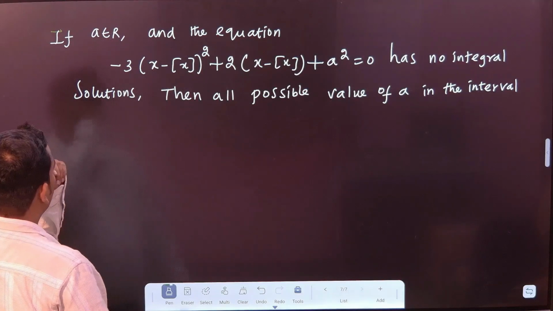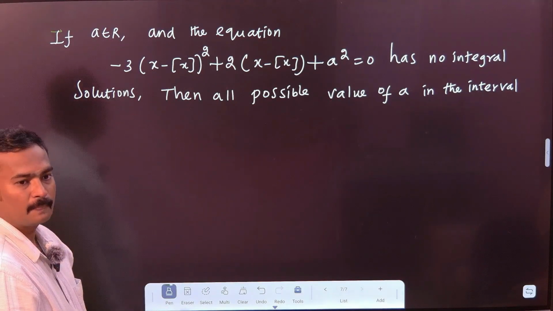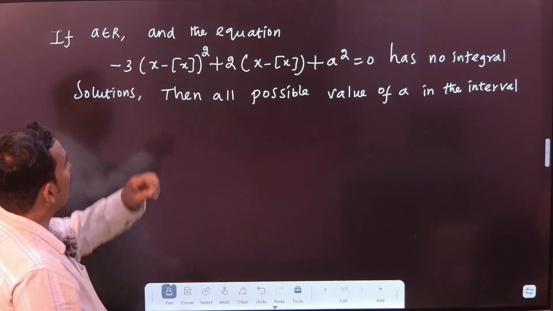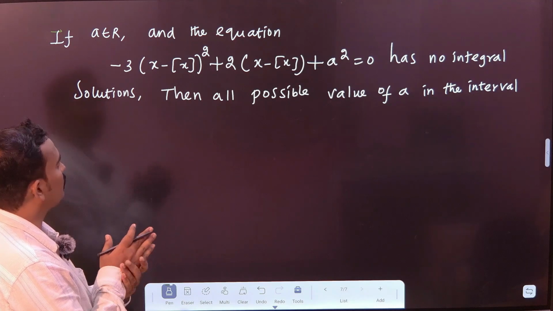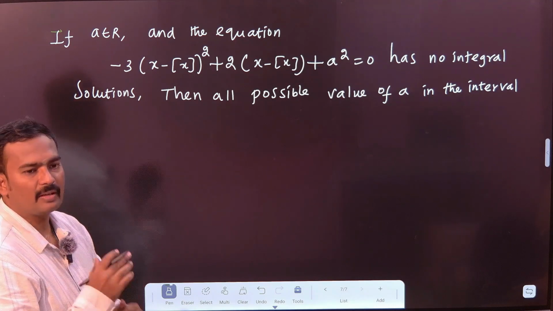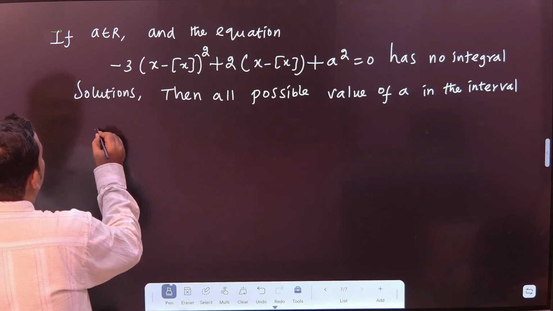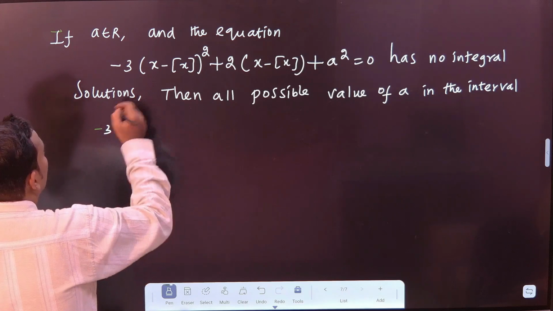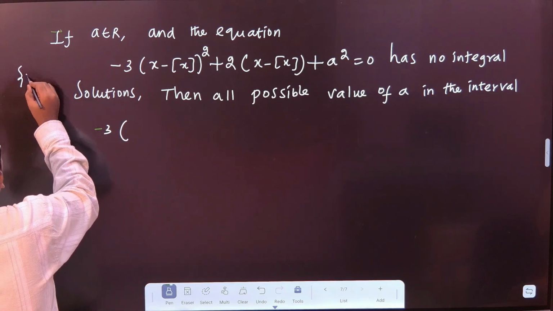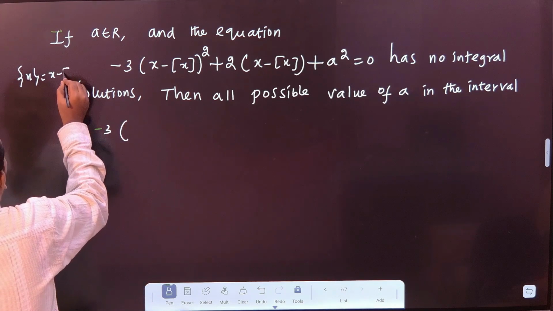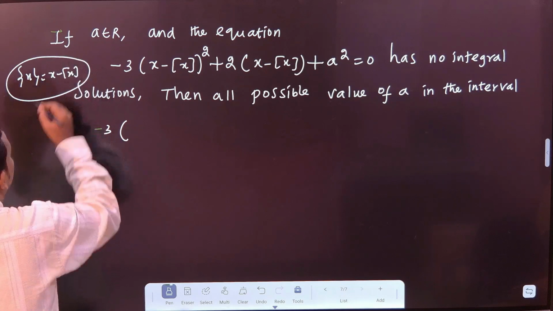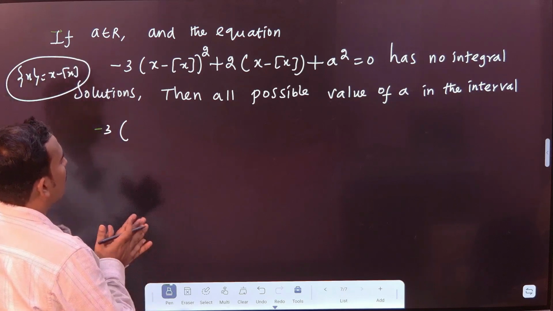You can see a belongs to a real number and the equation has no integral solution, then find all the possible values of a in the interval. How to find out? Let us take here minus 3. You know the fractional part function, how to write? x minus the greatest integer function. That is the definition, right? Okay.